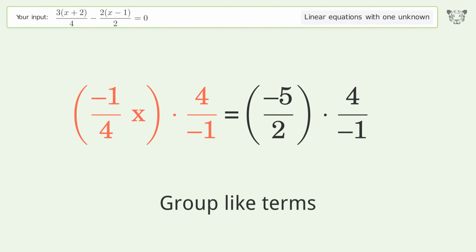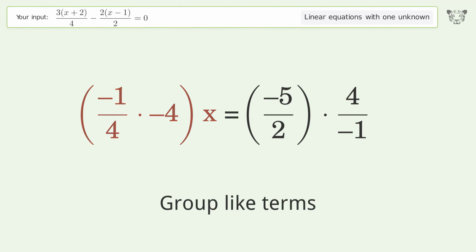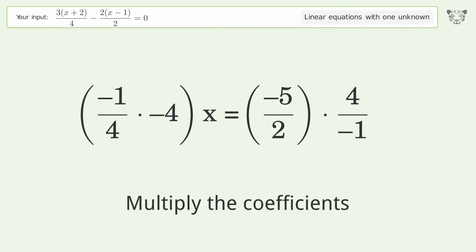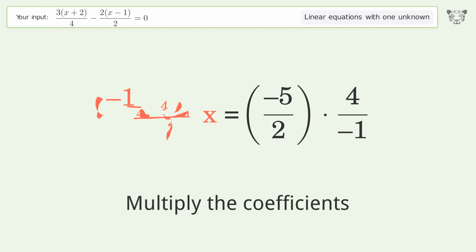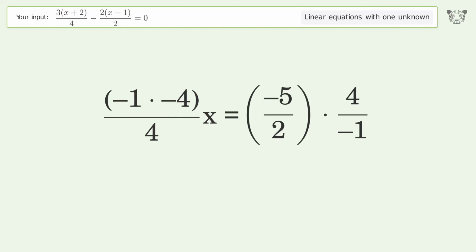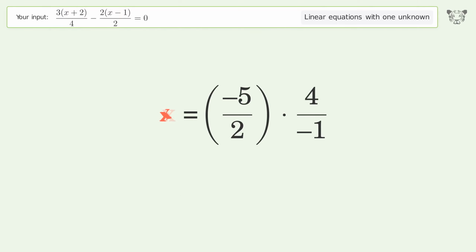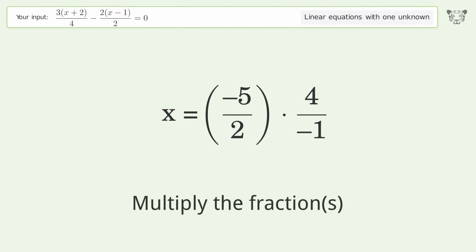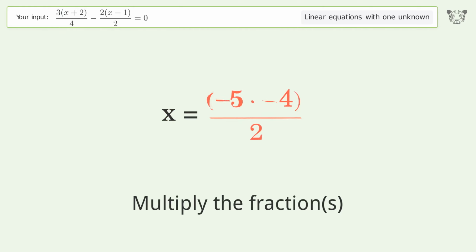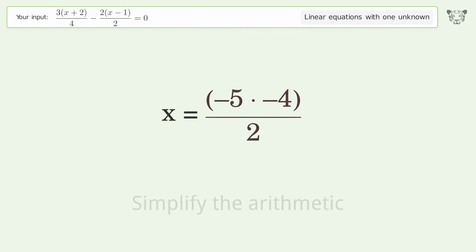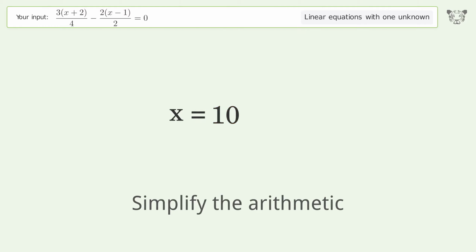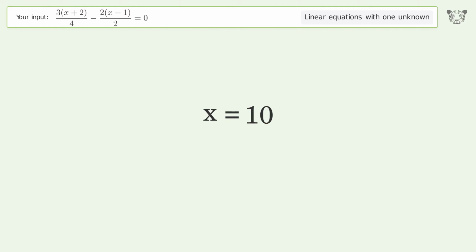Group like terms. Multiply the coefficients. Simplify the arithmetic. Multiply the fractions. Simplify the arithmetic. And so the final result is x equals 10.